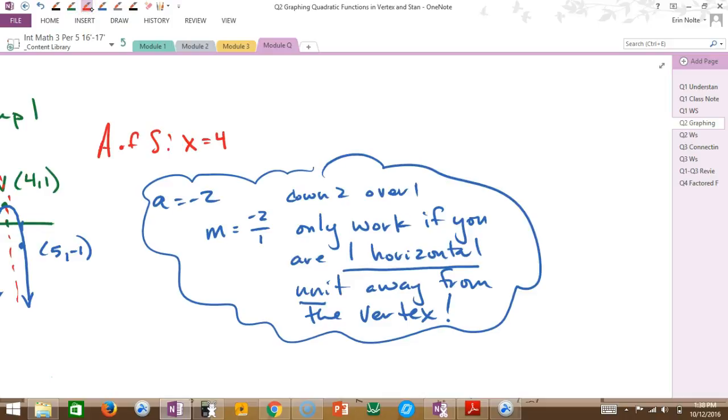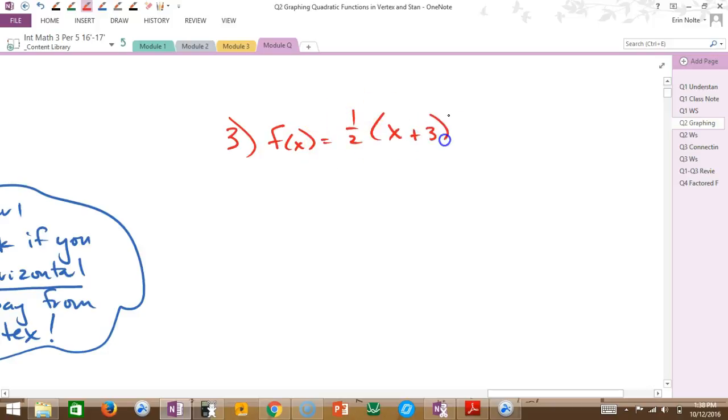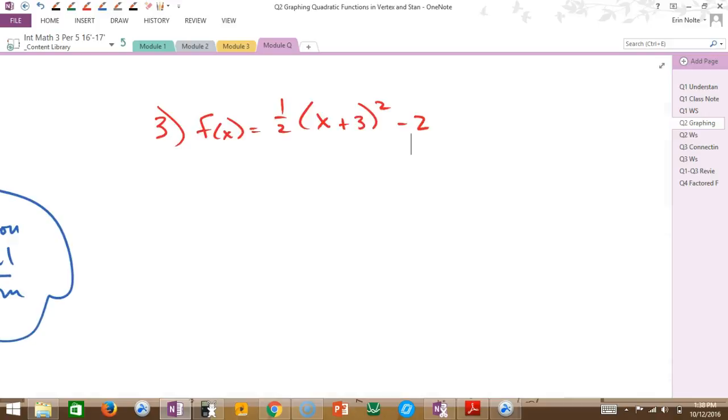Good? Okay, number 3. Let's say this time you have 1/2 (x + 3)² - 2. I'm going to stop for a second. I want you to graph it. On your piece of paper, I want you to find the vertex and 2 additional points. Ready, set, go.